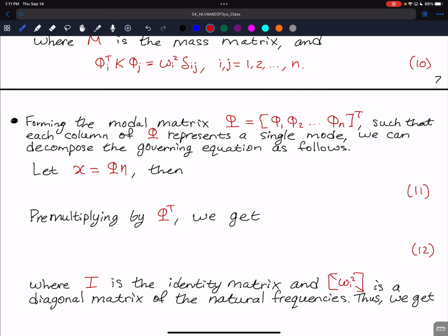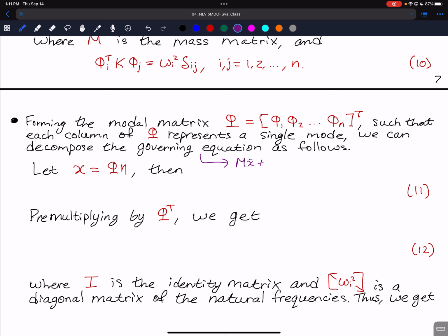Okay, we're then going to form what's known as a modal matrix, which is effectively where you stack each of these mode shapes, which are just vectors, into a column, and we'll call that the modal matrix capital Phi. Each column of capital Phi represents a single mode, and then we can decompose the governing equation as follows. Just as a note, this governing equation is something like M x double dot, and we're going to ignore damping and just say plus K x equal to 0.